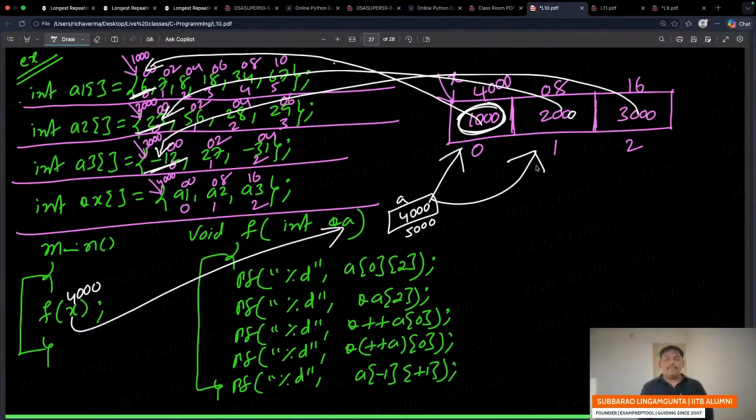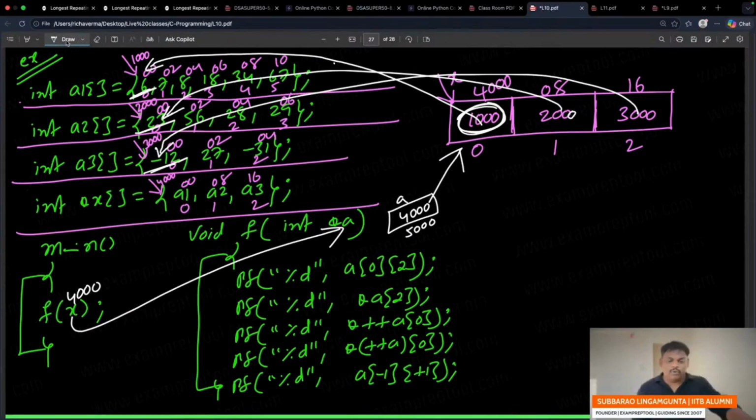If I say A plus 1, A contains 4000, so A is pointing to 4000. Inside 4000, if you see, 8 bytes per person, because an address is 8 bytes. When I say plus 1, it will increment by 8 bytes. Try to understand, it will increment by 8 bytes.